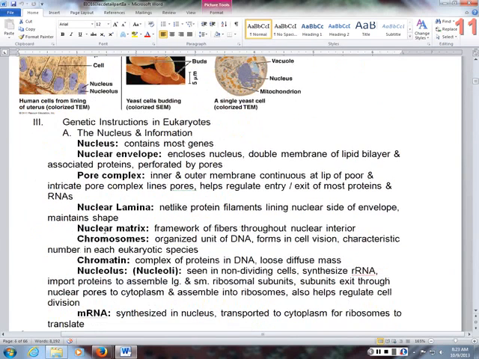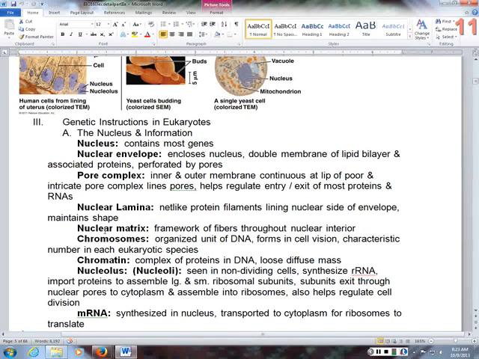So your genetic instructions, most of them are going to be in the nucleus, in a eukaryotic cell. It's going to have most of the genes. You do have a few that are outside. Mitochondrial DNA is outside of the nucleus. The nuclear envelope is going to enclose the nucleus.